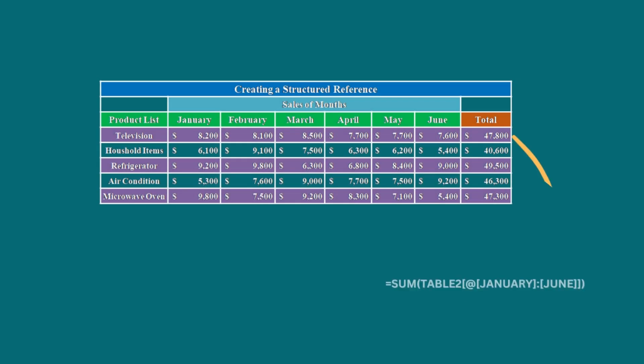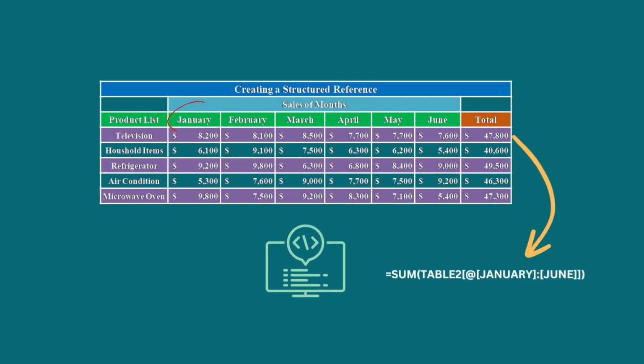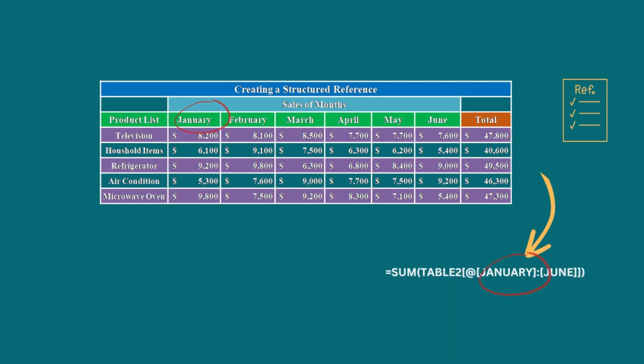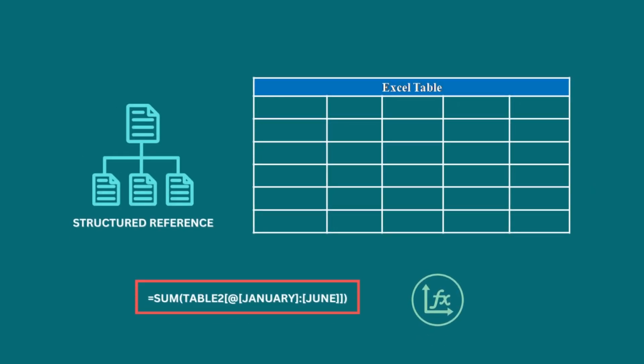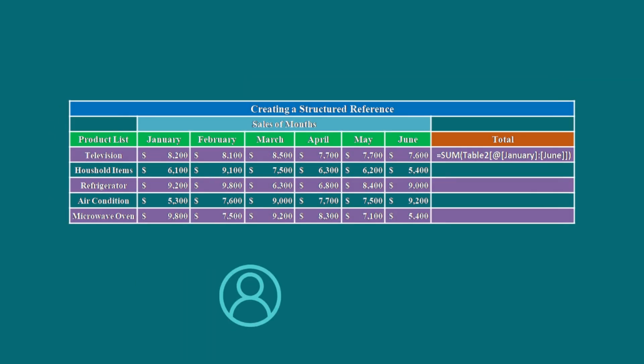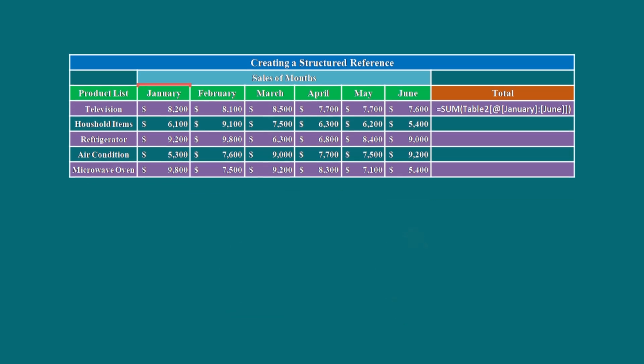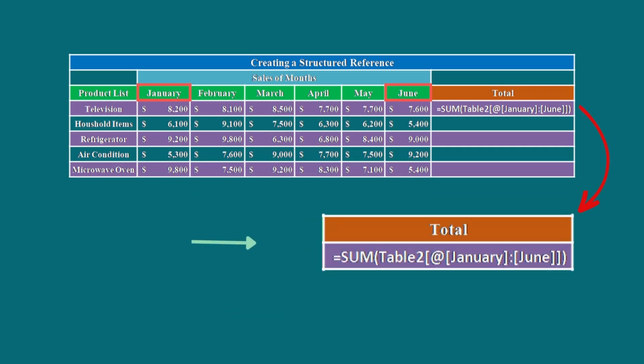A structured reference is a syntax that refers to table names instead of cell references. Using a structured reference in an Excel table, you can make your formulas dynamic. This built-in feature of Excel enables a user to understand formulas quickly and simply. You can see the table header name of the column or row inside a formula instead of cell references.